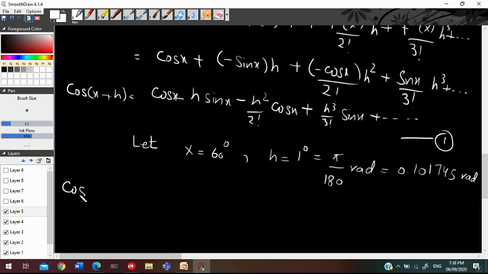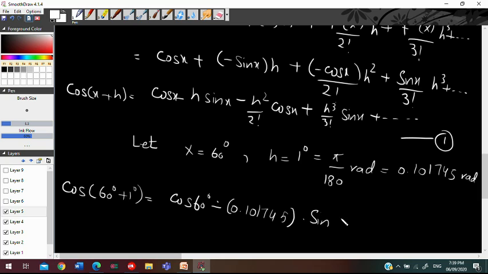So when we write cos of 60 degree plus 1 degree, just put x equal to 60 and h equal to 1 degree. So cos of 60 degree minus, here we have to use this value of h, 0.01745, into sine 60 degree minus again 0.01745 square divided by 2 factorial cos of 60 degree plus up to so on.